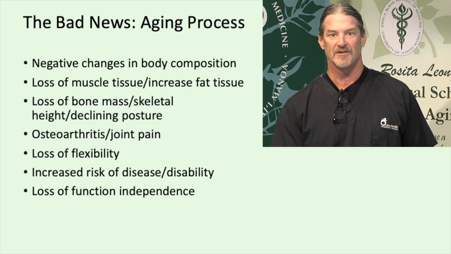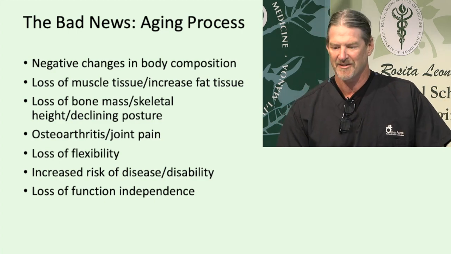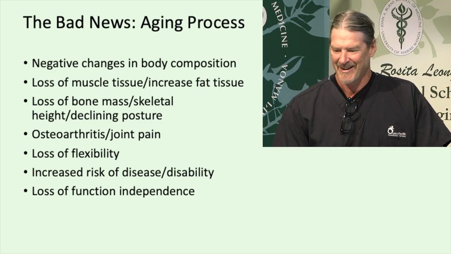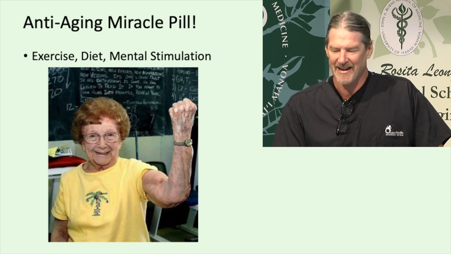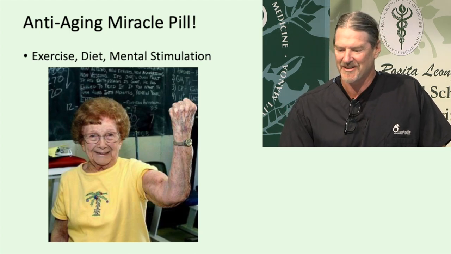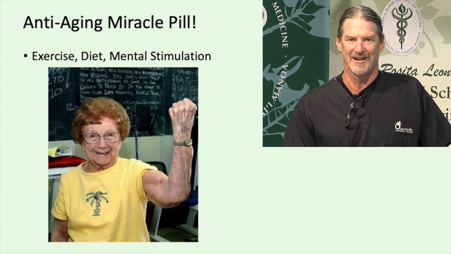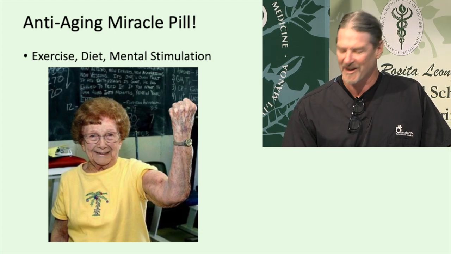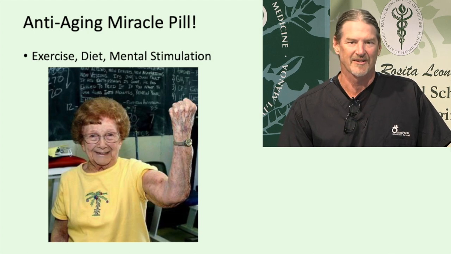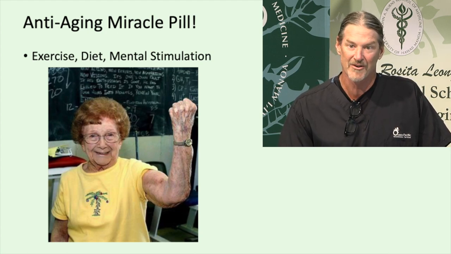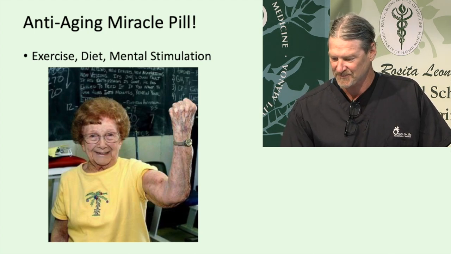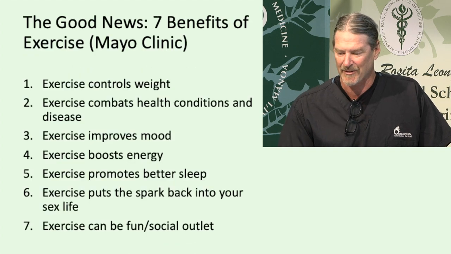So now that I have you completely depressed, let's talk about what we can do about it. There is an anti-aging miracle pill, and it is called exercise, basically exercise, diet, and then mental stimulation. Everything we talked about can be delayed, prevented, or reversed in some instances. So let's talk about the good news now.